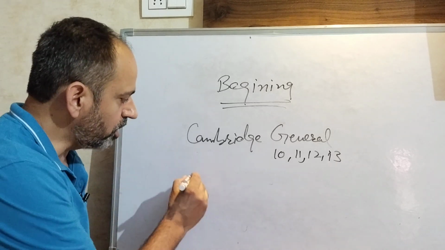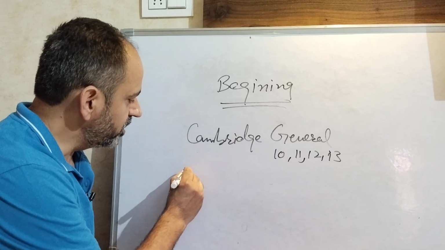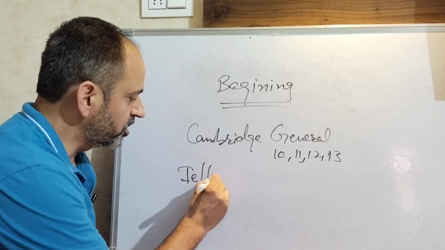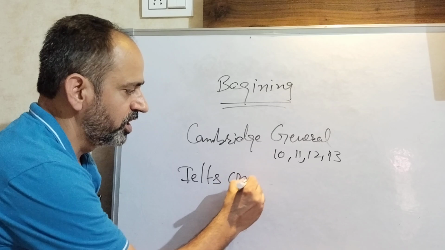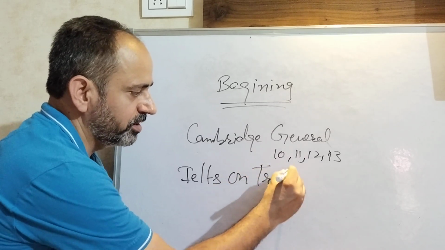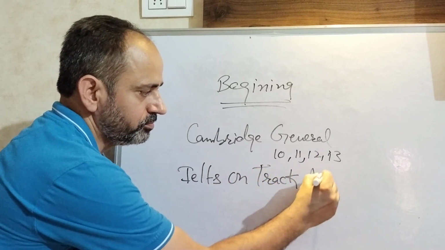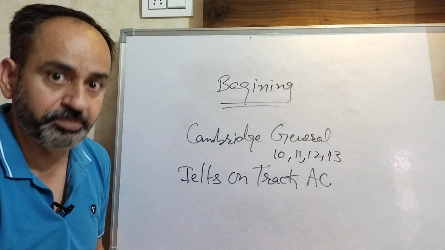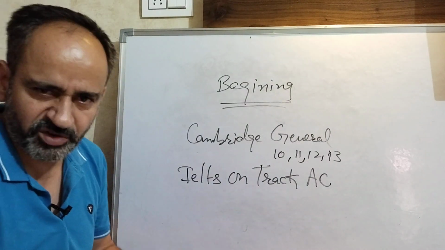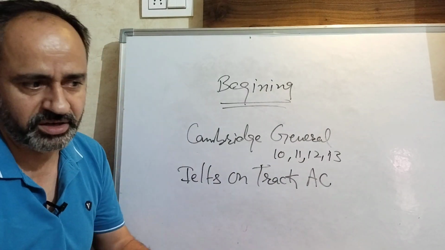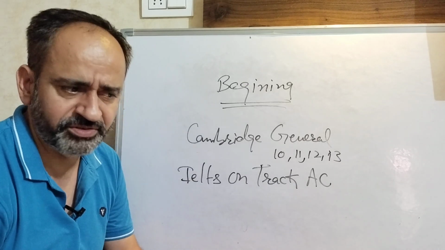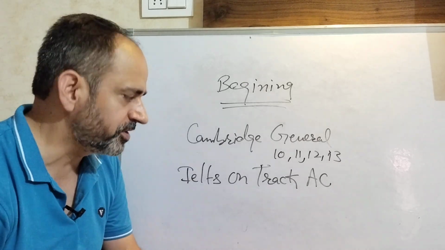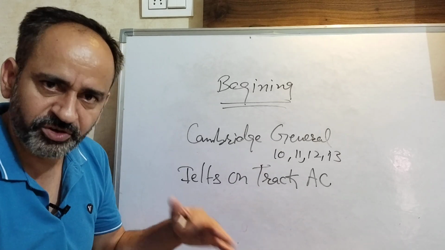After that, you can also buy another book, IELTS on Track. This is a remarkable book, IELTS on Track Academic, a great book for beginners. There are 7 or 8 tests in this, and 4 or 5 listenings. I think 4 listenings are there. Very good book for the beginners.